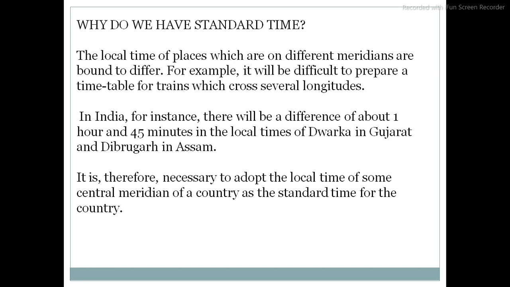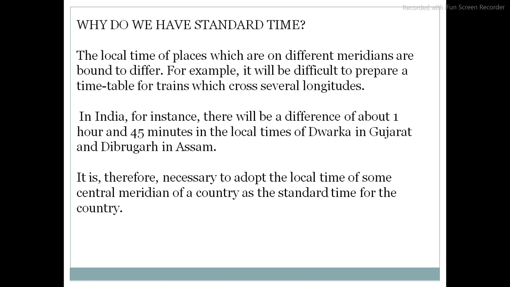If your friend resides in Assam and you reside in Karnataka, and you ask at what time, the time is going to be the same, because we are taking it from the standard time. In India, for instance, there is a difference of about 1 hour 45 minutes in the local time of Dwarka in Gujarat in the west, and Dibrugarh in Assam in the east. As I stated, it is approximately 2 hours of time difference when the sun rays reach.